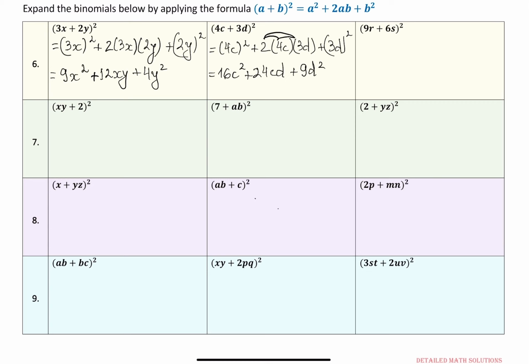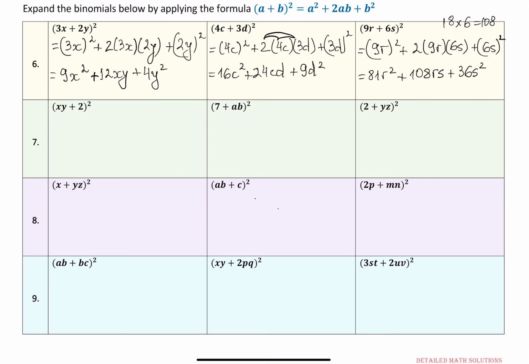Next exercise, (9r plus 6s) squared. Again, this equals (9r) squared plus 2 times 9r times 6s plus (6s) squared. (9r) squared is 9 squared r squared, or 81r squared, plus 2 times 9 is 18, multiplied by 6 gives us 108rs, plus 6 squared s squared, or 36s squared.